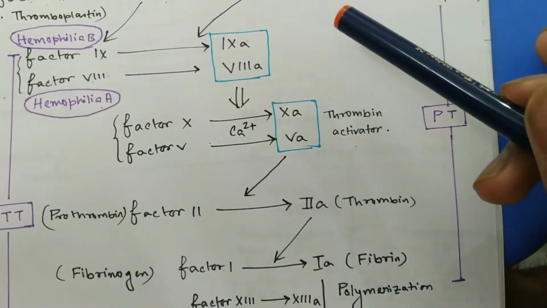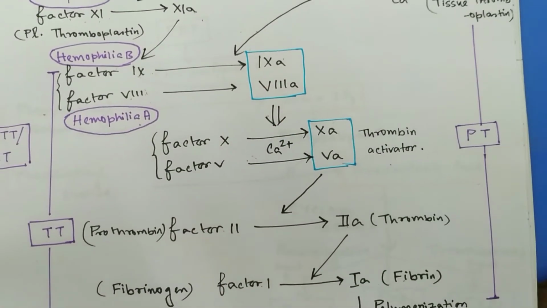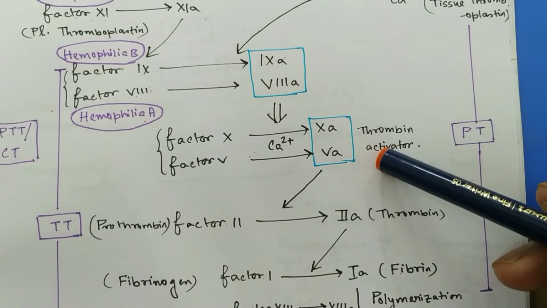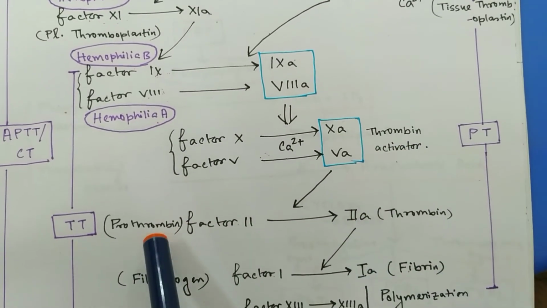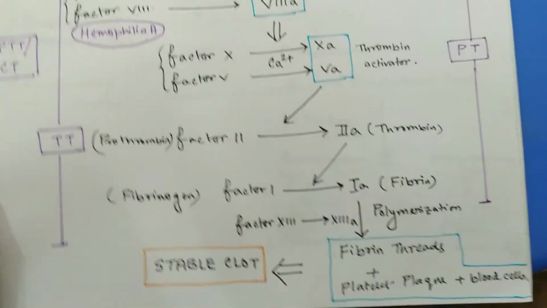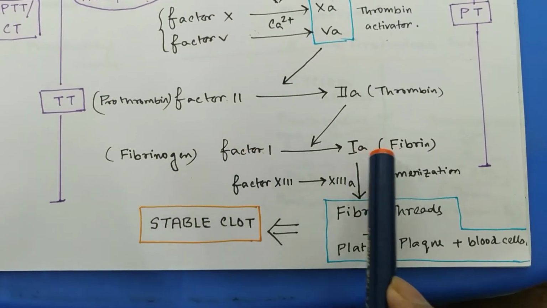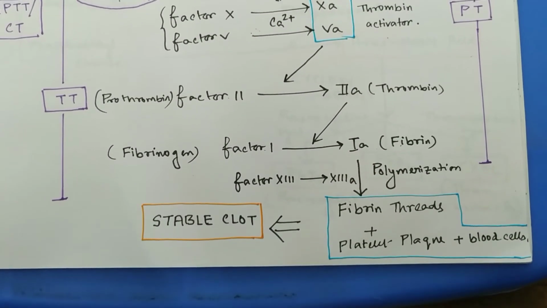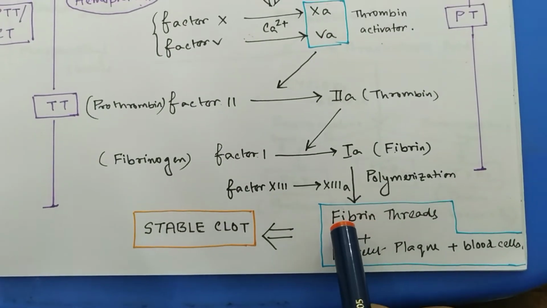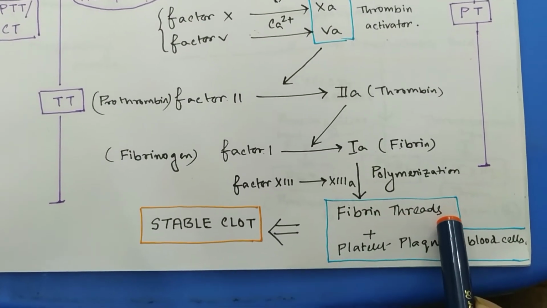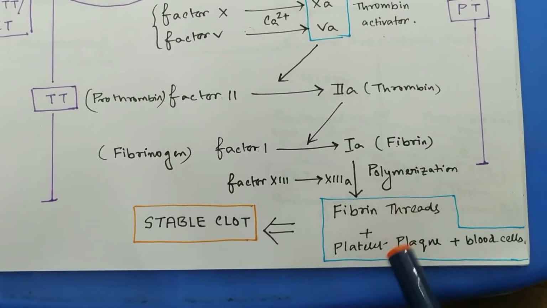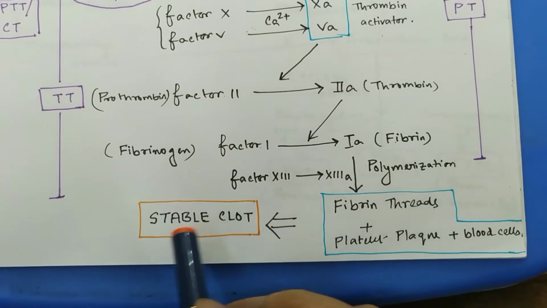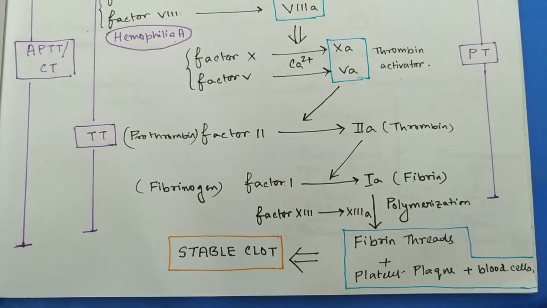And this activated complex will now activate another complex, factor 10 and 5, and this activated complex is called thrombin activator because it will activate the prothrombin or factor 2 into thrombin, and thrombin will activate factor 1 into fibrin, and it will undergo polymerization with the help of another activated factor 13. As a result of the polymerization, fibrin thread occurs, and this fibrin thread along with the platelet plaque and the blood vessels will now form the stable clot that will prevent further bleeding.